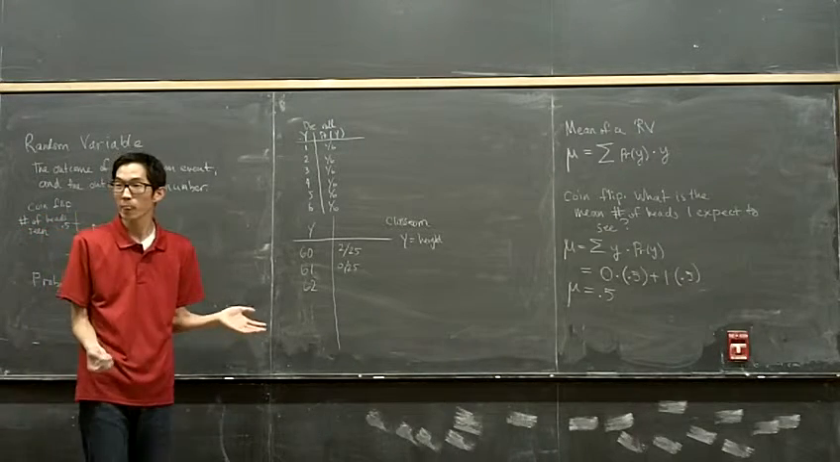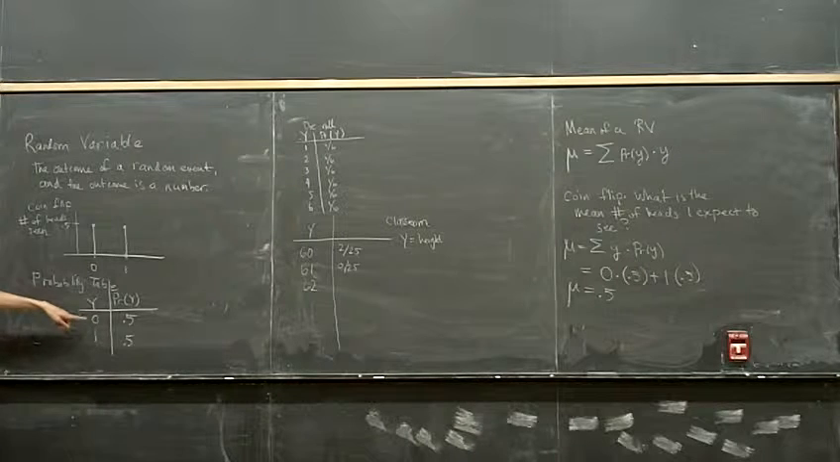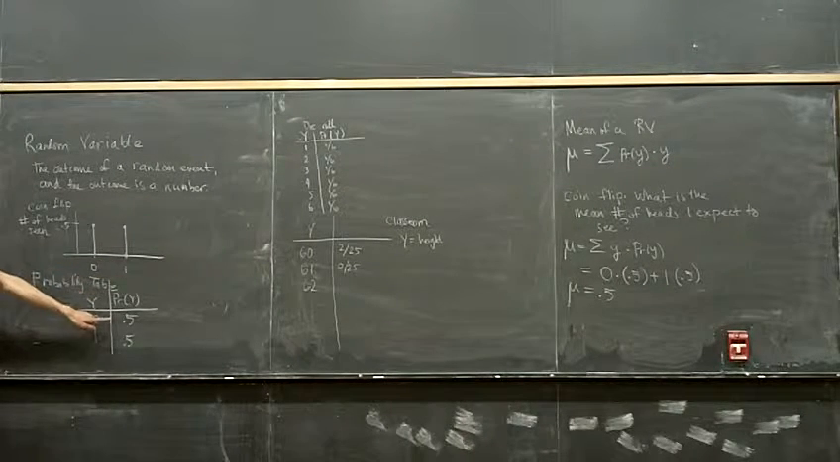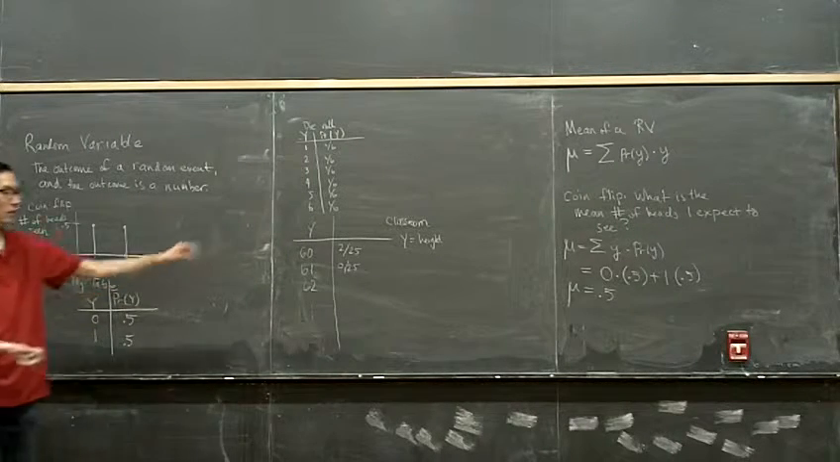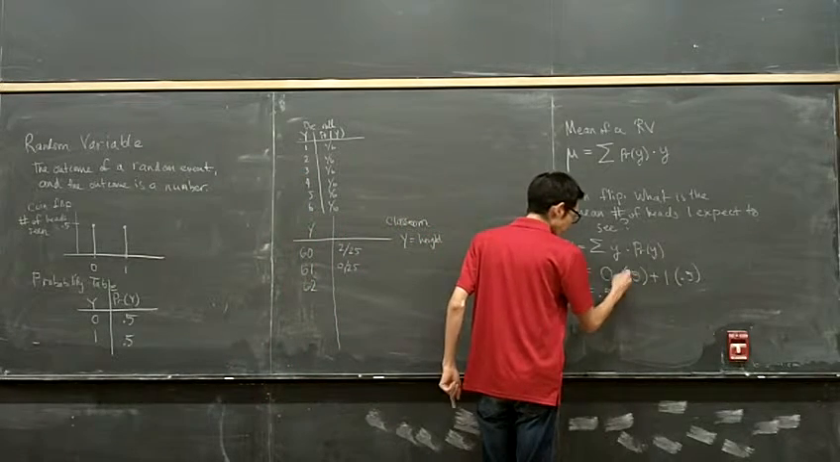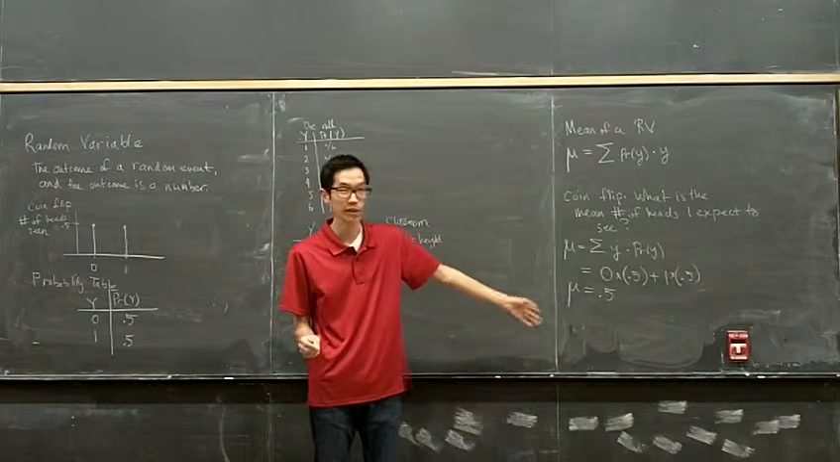All right. What's the 0 from? So what are my outcomes? I can see either 0 heads or 1 head. I see 0 with probability 0.5, and I see 1 head with probability 0.5. So I have to include all of these outcomes, and I do 0 times 0.5 plus 1 times 0.5, and I get this.